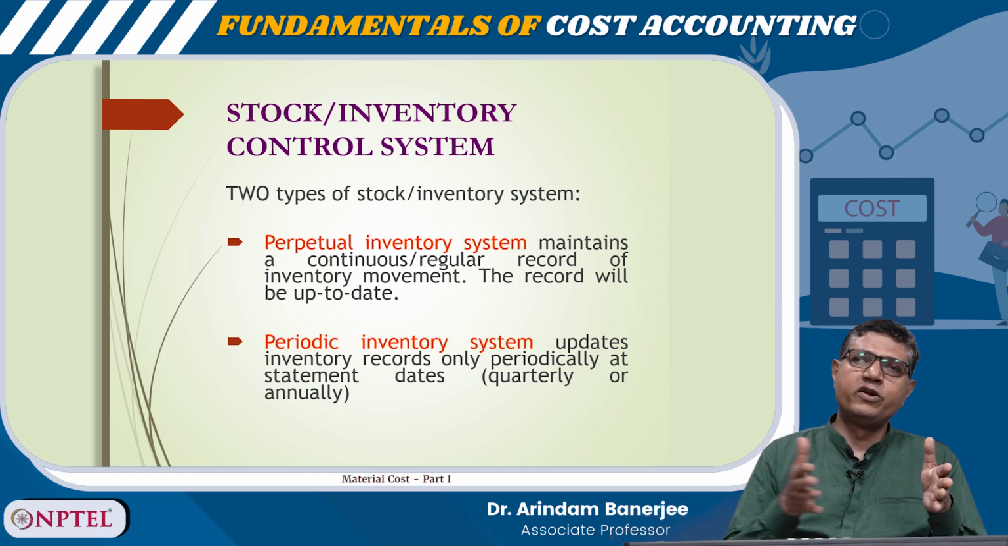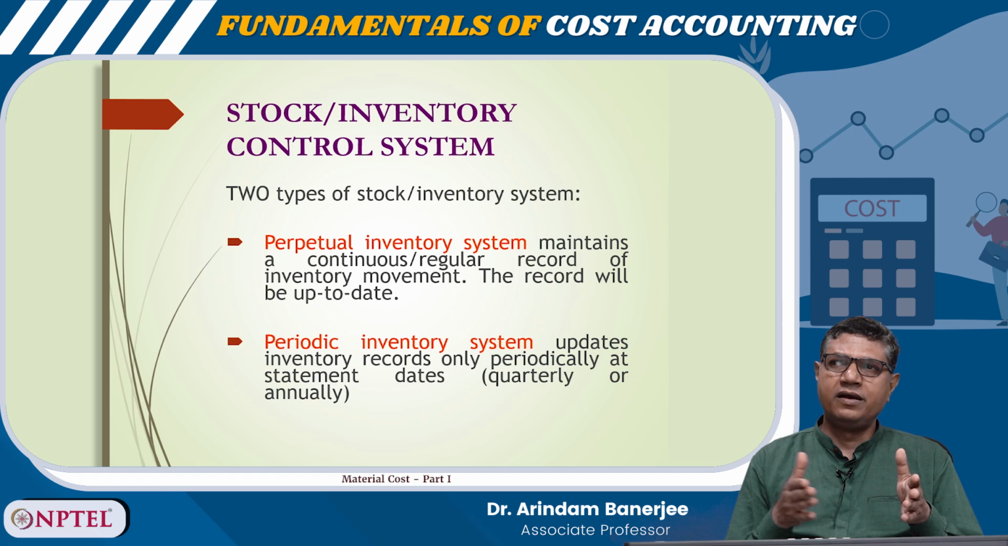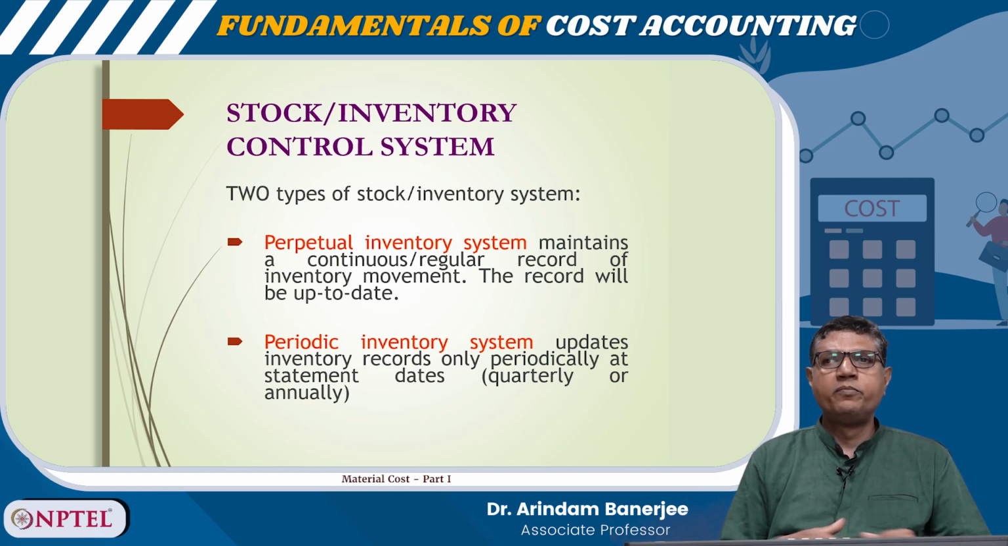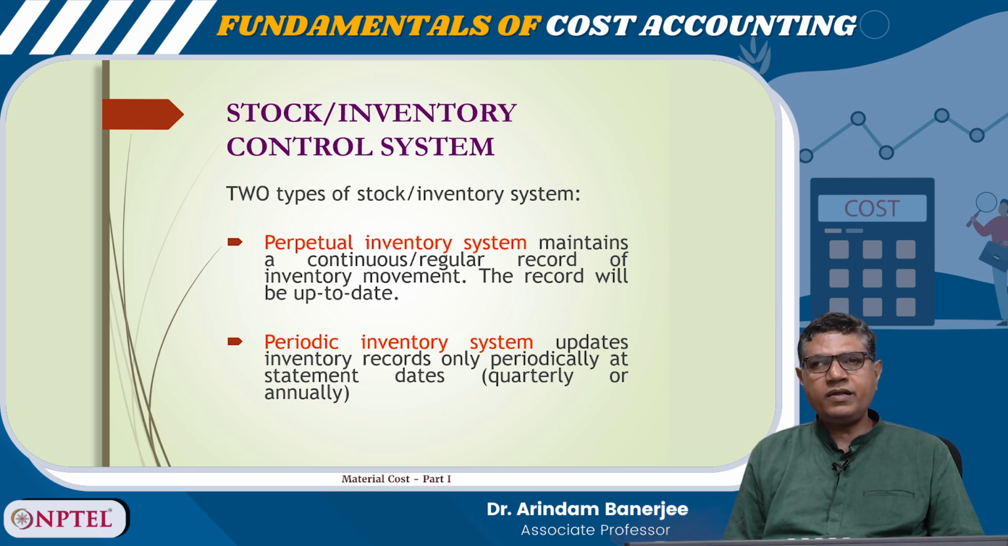So, it is periodical, it can be done quarterly or annually, right. So, many of the companies actually follow both the methods sometimes, right. For some products they follow perpetual inventory system, for some products they follow the periodic inventory system. Okay.